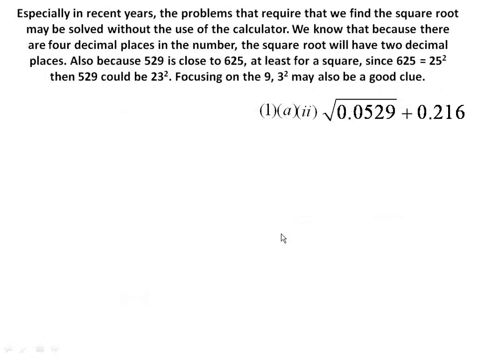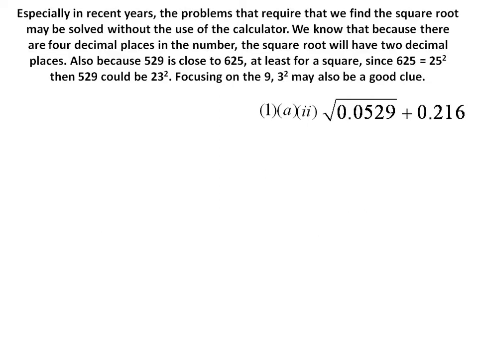Now we'll be working with decimals. Especially in recent years, the problems that require that we find the square root may be solved without the use of the calculator. We know that because there are 4 decimal places in the number, the square root will have 2 decimal places. So if we have a particular number, especially if the number of decimal places is even, say 6 decimal places, if we find the square root of that number, then the square root should have 3 decimal places. So while taking the square root of a number, we take half of the number of decimal places.